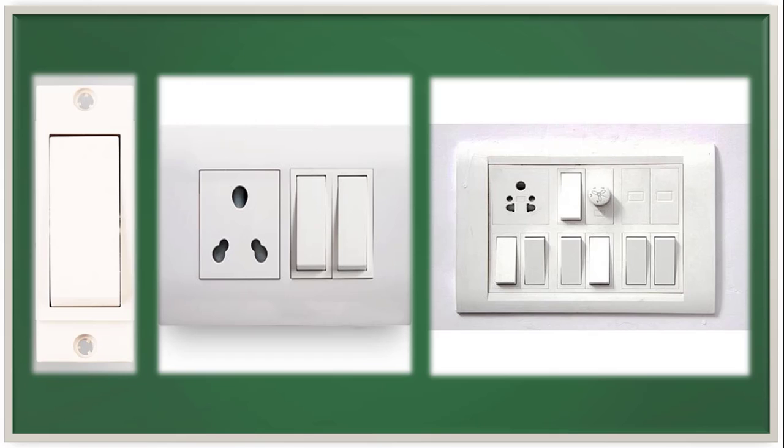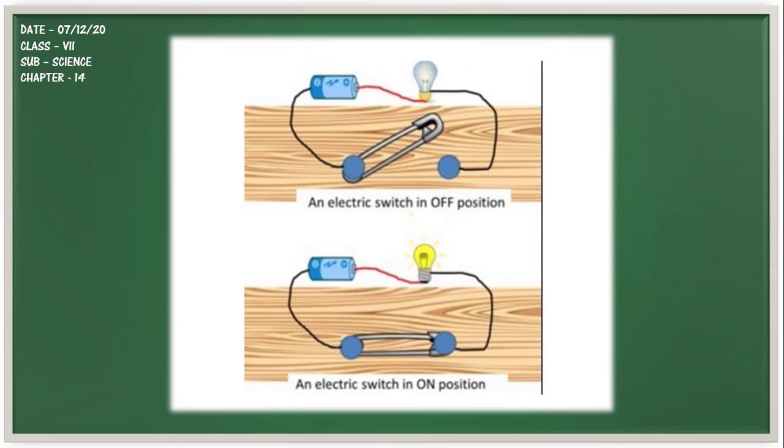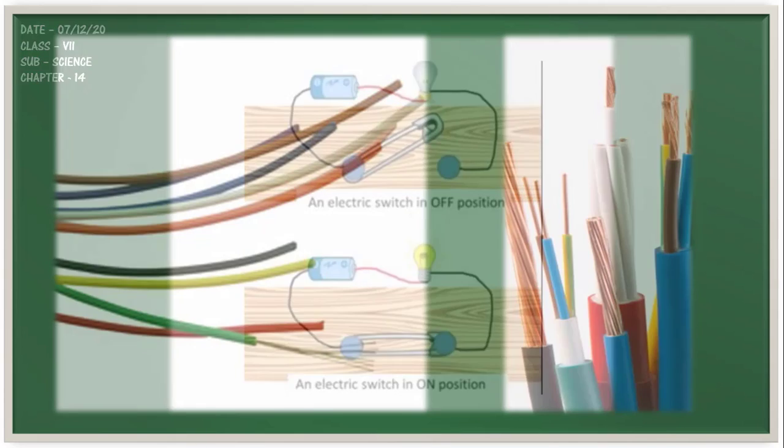A switch can be connected anywhere in a circuit. When we bring the switch of a circuit in the on position, then electric current will flow instantly through the whole circuit, due to which the bulb will light up. When the switch is in off position, then no current can flow in any part of the circuit and therefore the bulb will not light up or glow.